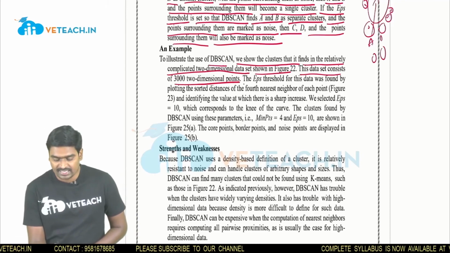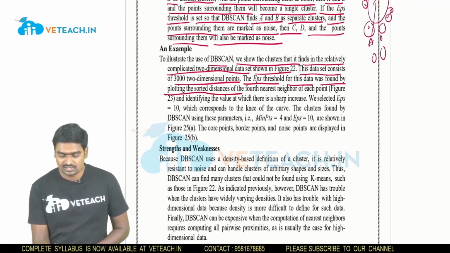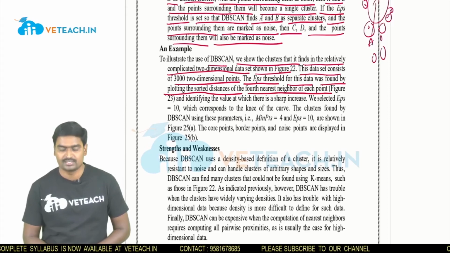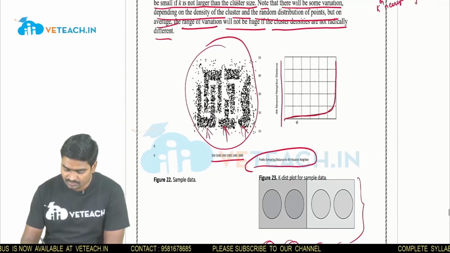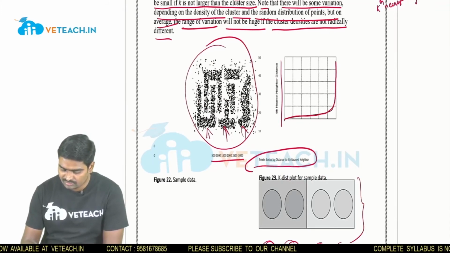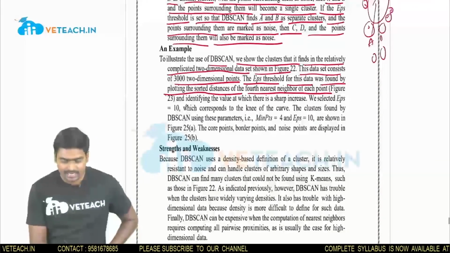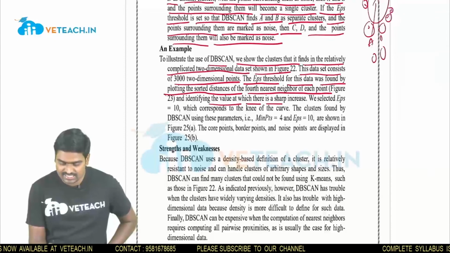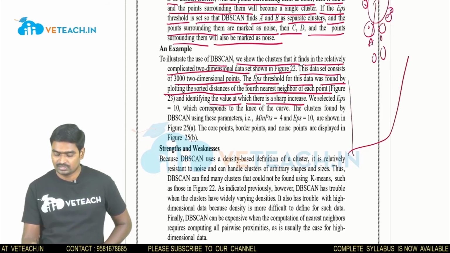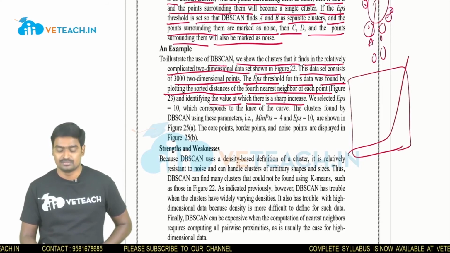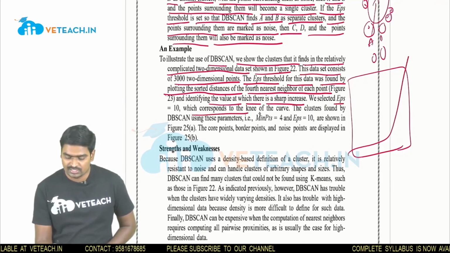Here the radius threshold for this data was found by plotting the sorted distances of the fourth nearest neighbor of each point. That is figure 23. So this is the plot of the fourth nearest neighbor distance. We can find the value at which there is a sharp increase in the data values. So we selected the radius as 10, which corresponds to the knee of the curve.